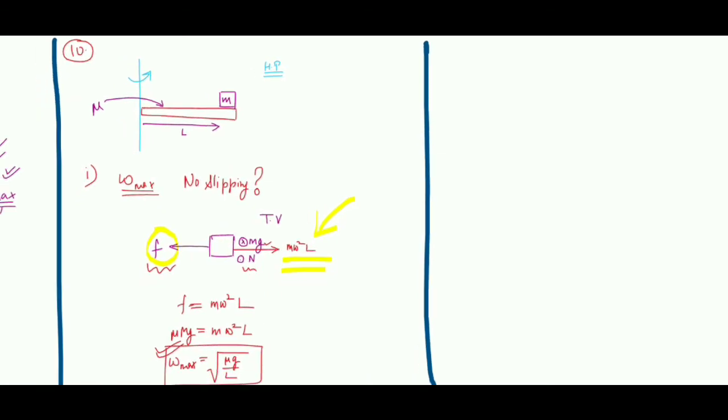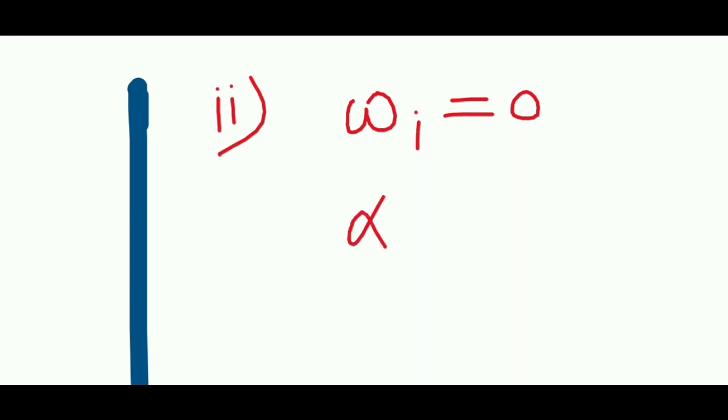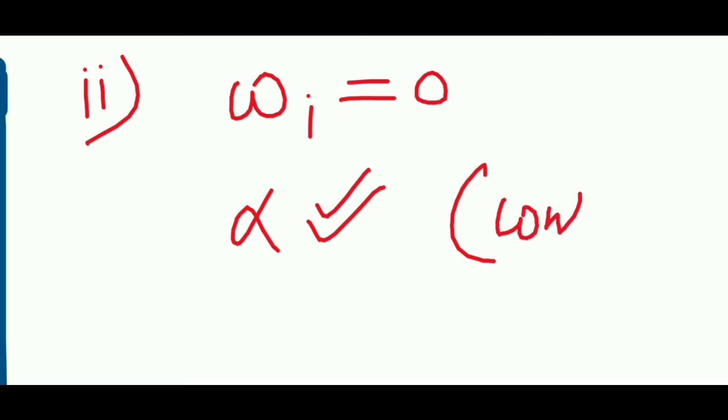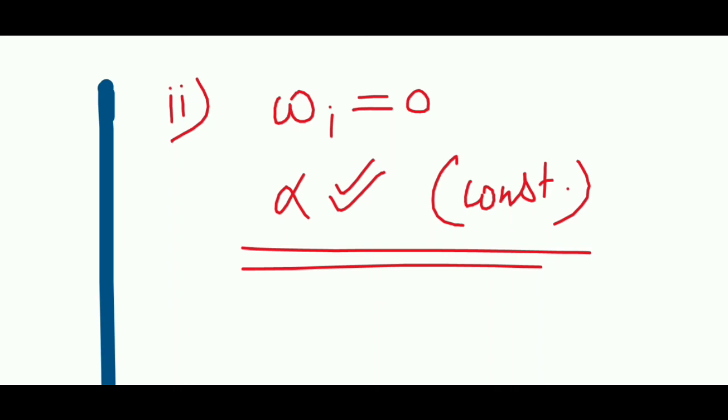Second part of the question is a little tricky. In the second part, what is given is that initially there is no angular velocity. Omega initial is given 0, and alpha is given. Angular acceleration is given, and this alpha you can assume to be constant. So what will happen? The omega will start increasing. Slowly it will start increasing.